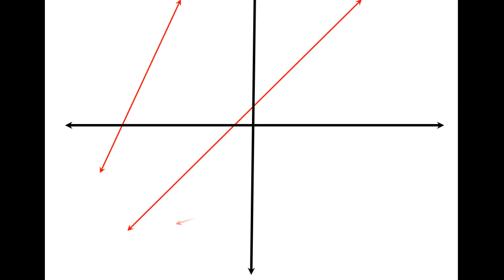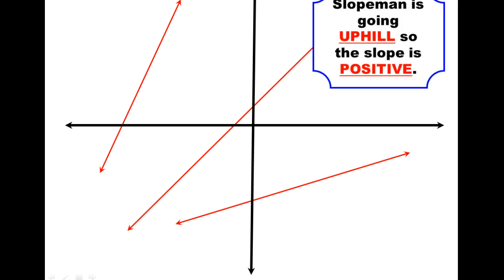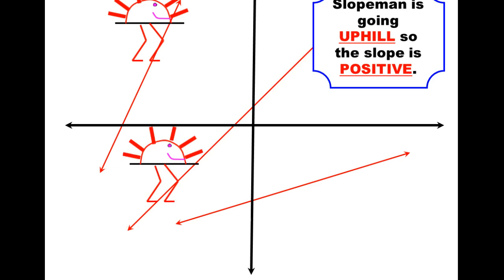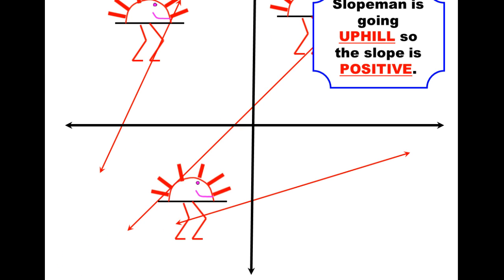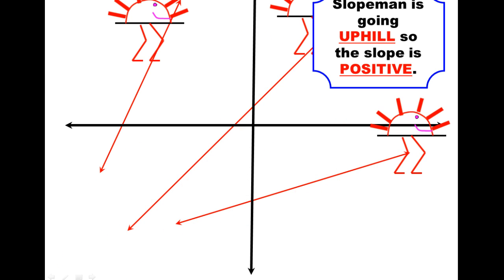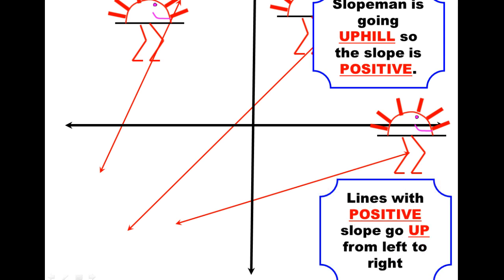I want you guys to determine what these lines are. Are they positive or negative lines? Go ahead and answer that. Alright, so these lines will be positive slopes since Mr. Slopeman will be moving uphill. So these will be positive lines.